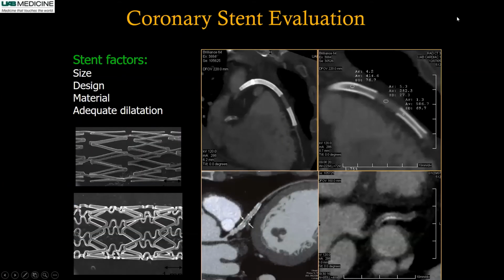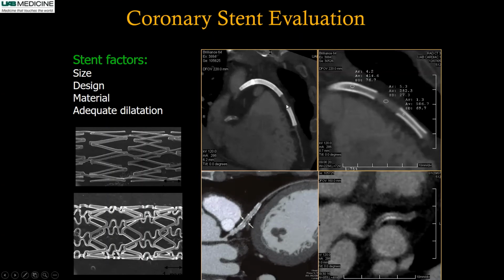So coronary stent evaluation is still a problem, especially for distal small stents, but they can be evaluated nicely if the stent is larger and more proximal. Various stent factors which affect coronary artery stent evaluation are the size of the stent, what design it is, what material it is, and of course, if it is adequately dilated at the time of placement or not.